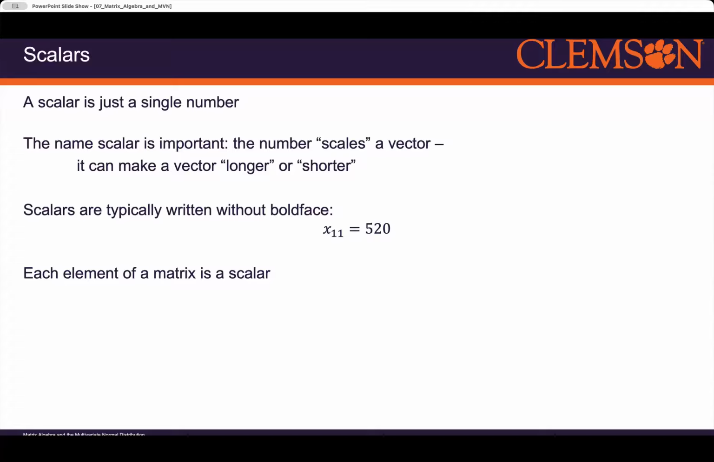But scalars, again, are just numbers, and so we treat them just like a simple variable that we would see in regular algebra, right? Our Algebra 1 sequence that we would learn in elementary, middle, and high school, or in college as well, if you were like me. But yes, scalars are typically written without boldface, so just x, with the element position, row position, column position: x11 represents first person, first variable, SAT variable. So each element of a matrix is a scalar.